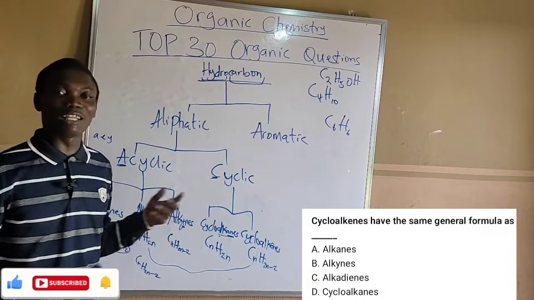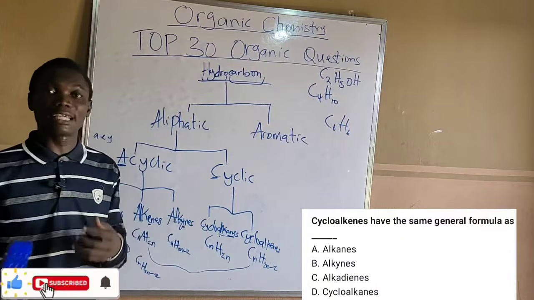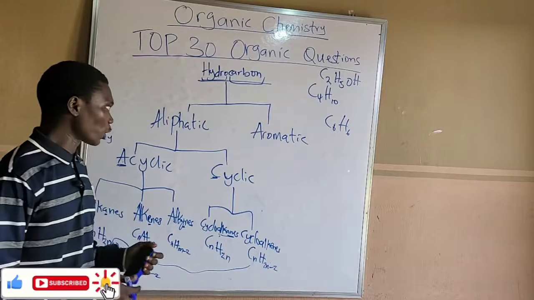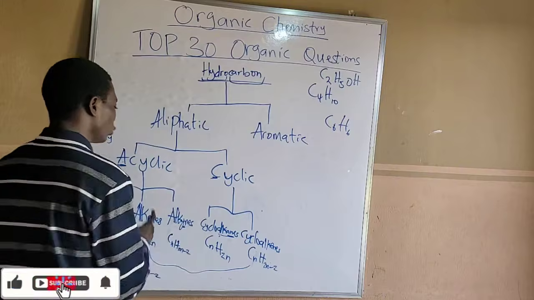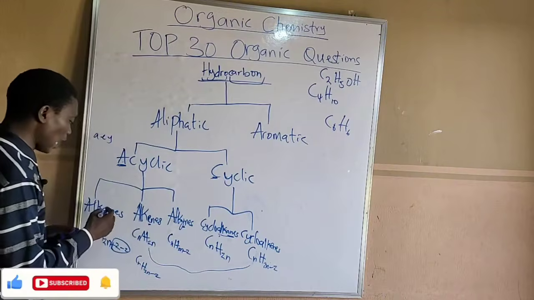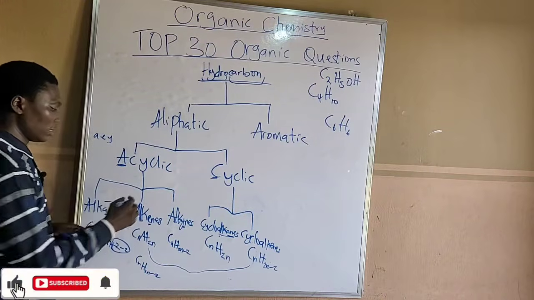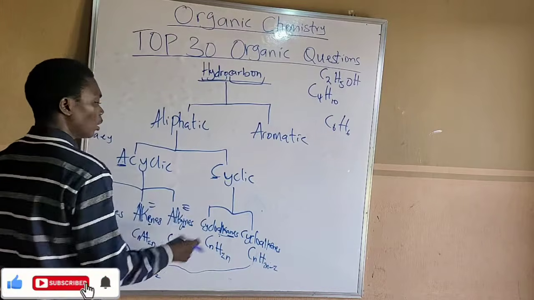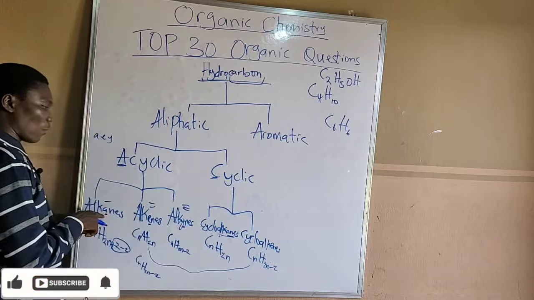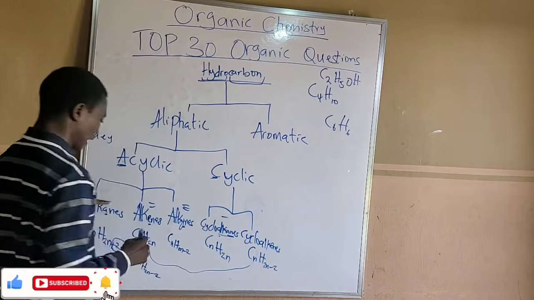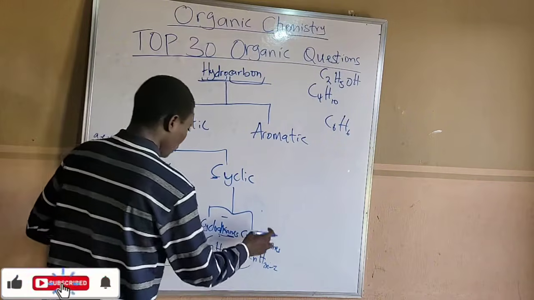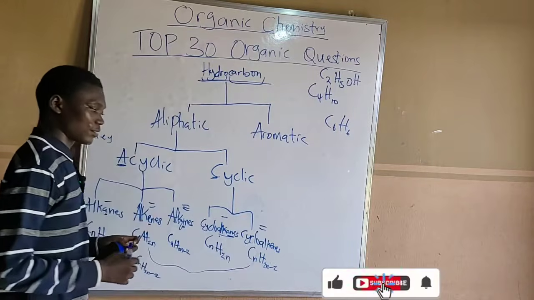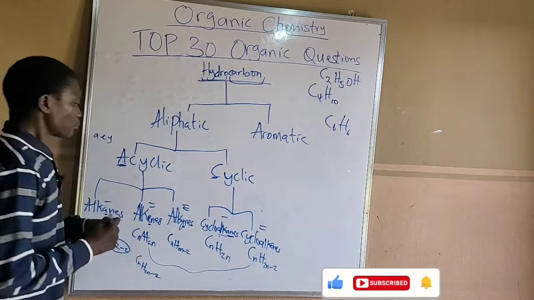This is where most students get confused. They don't understand this particular part. Another thing I need to explain is that alkane has single bond, alkene has double bond, alkyne has triple bond. Cycloalkane is a cycloform of alkane. It also has single bond like alkane. Cycloalkene is a cycloform of alkenes. It also has double bond like alkenes. You understand now? All right.